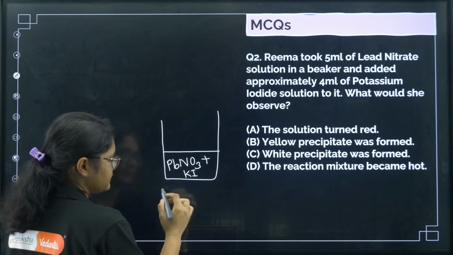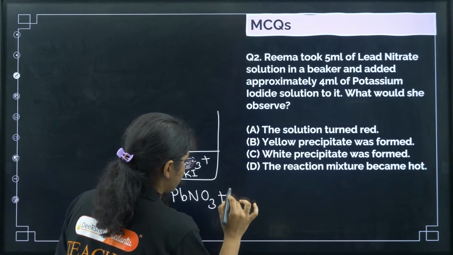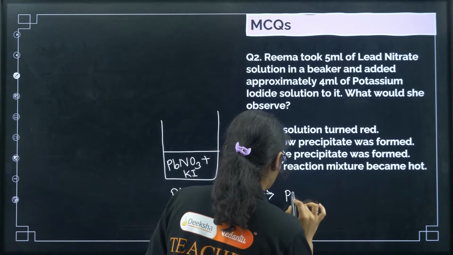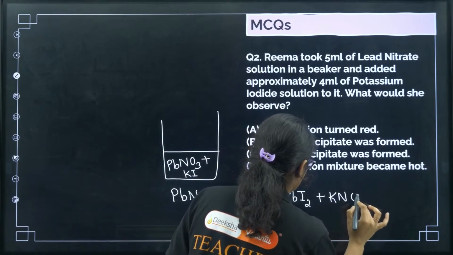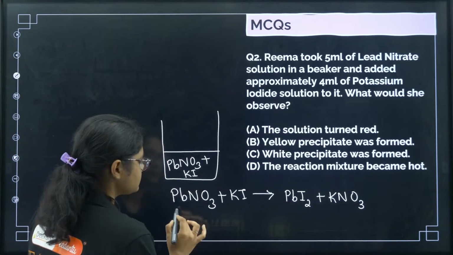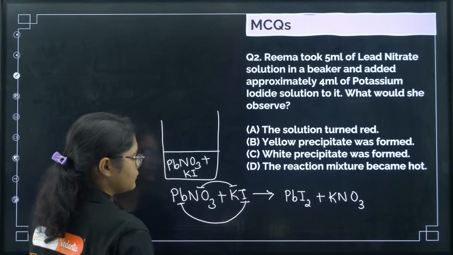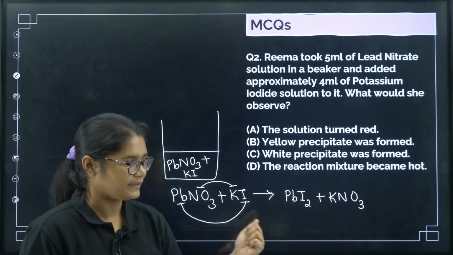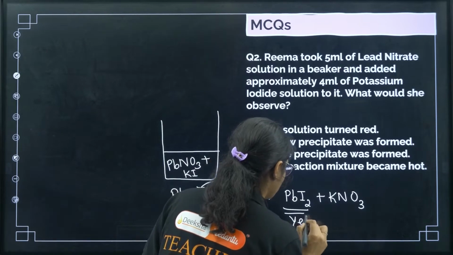Now, if you study this reaction, Pb(NO3)2 plus KI, the product we will get is PbI2 plus KNO3. This one will react with this one and this one will react with this one. So, that is a double displacement reaction. We are going to cover that in detail also. Now, what you can see here is that this PbI2 is yellow in color.